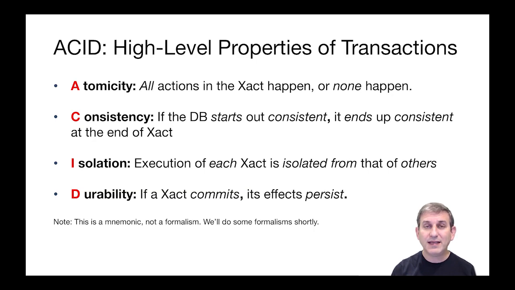Isolation is the property that the execution of each transaction is isolated from that of the others. So if you're a programmer who's composing the code for one transaction, you don't have to think about any other transactions running in the system. Basically, we hide concurrency from the programmer, and that's the idea of isolation. And then finally, durability. If a transaction commits, its effects should persist in the database. So if the database system tells you that it commits, then you can be guaranteed that the actions you took in that transaction will persist.